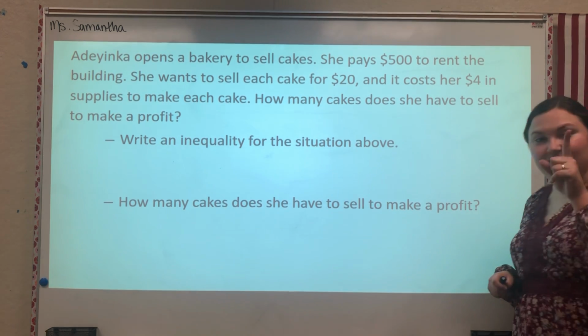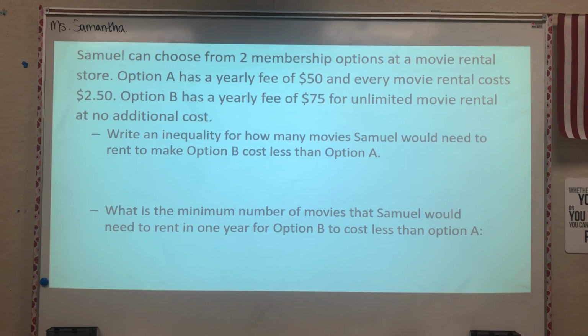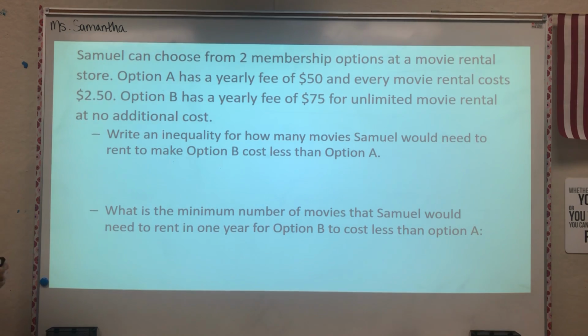All right, there is one last example. And our last example looks like this. In this last problem, we've got Samuel can choose from 2 membership options at a movie rental store. Option A has a yearly fee of $50, and every movie rental costs $2.50. Option B has a yearly fee of $75 for unlimited movie rental at no additional cost.